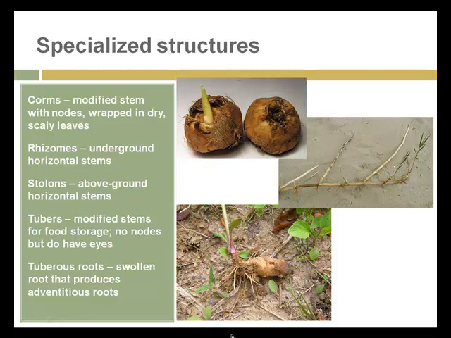And then there's tuberous roots, swollen roots that produce adventitious roots. There's a number of examples of this, but one example is the common plant dahlia. And the dahlia tuberous roots are stored indoors over the winter because they're not hardy for frozen soil. But if you dig them up, store them in a cool space in some wood chips or peat moss over the winter, they'll be good to go and propagate new adventitious roots and new stems in the spring.